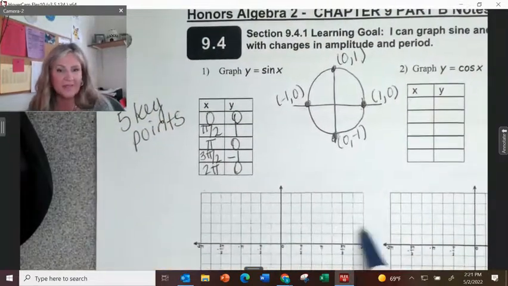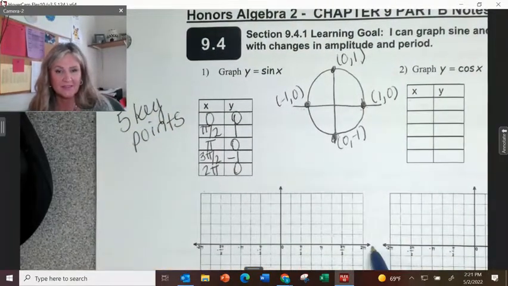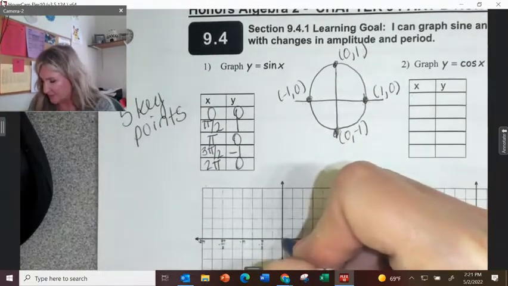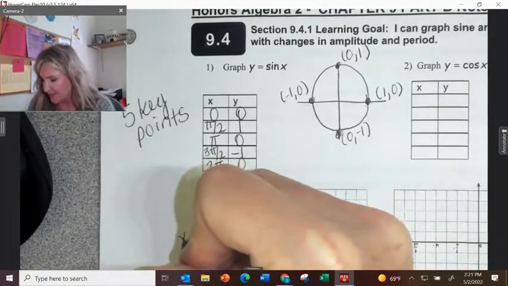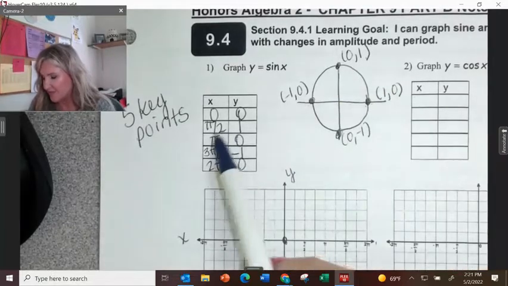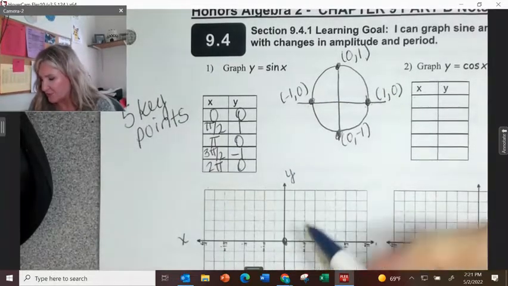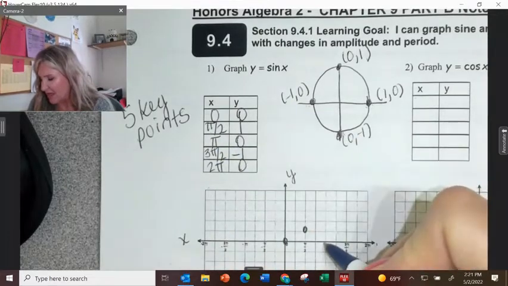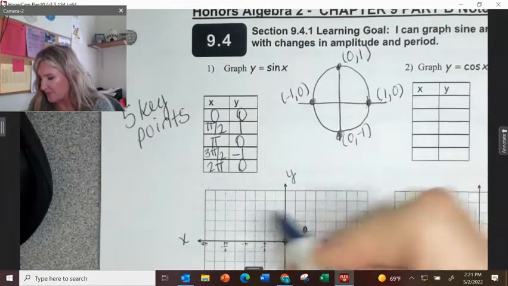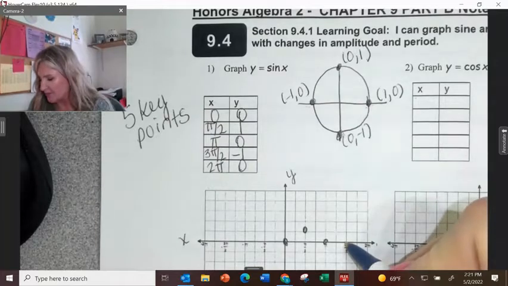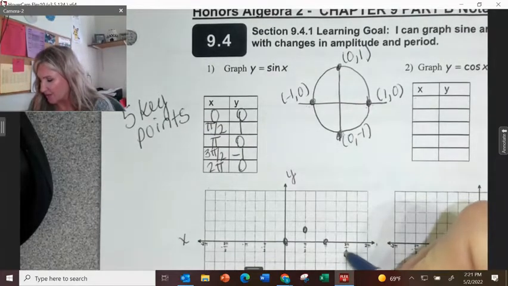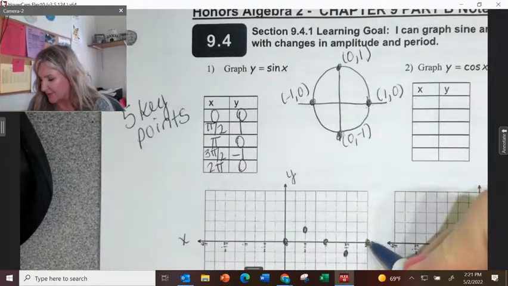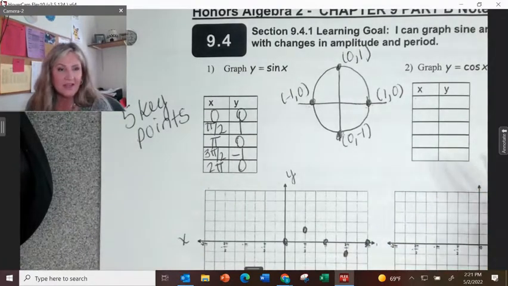We're now going to plot these points on an xy axis. When x is 0, y is 0. There's the point 0, 0. This is the x-axis, the y-axis. When x is pi over 2, y is 1. When x is pi, y is 0. When x is 3 pi over 2, y is negative 1. And when x is 2 pi, y is 0. I'm now going to connect these dots.